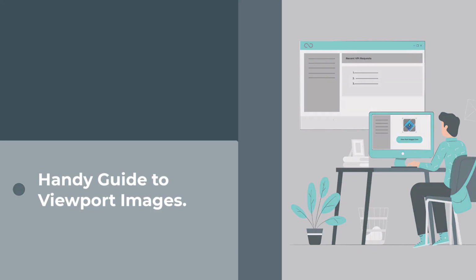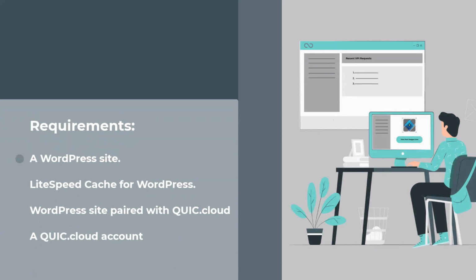If you would like to follow along and get VPI working on your own site, you will need to have the following: a WordPress site set up and in working order, a copy of the LiteSpeed cache for WordPress plugin v3.0 or later installed and activated, your WordPress site paired with QUIC.cloud, and a QUIC.cloud account. If you don't have this set up yet, see the video description for more instructions.